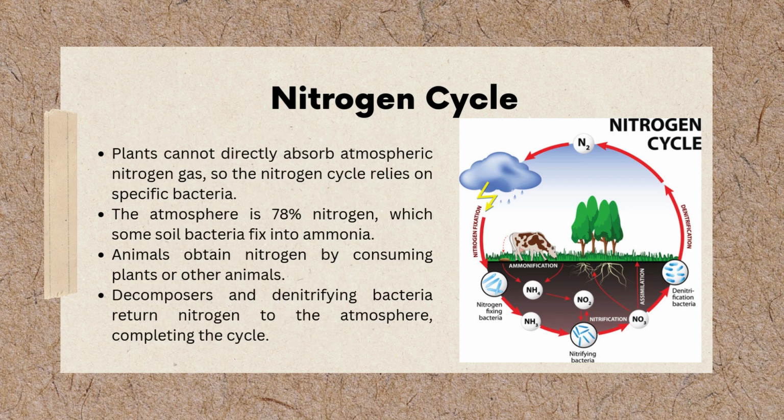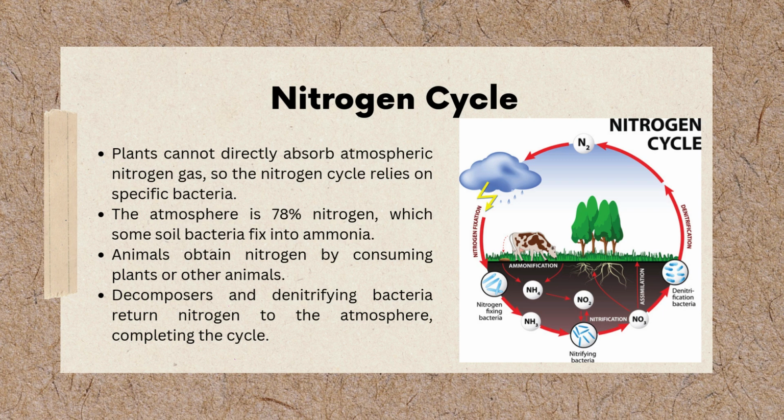The nitrogen cycle relies heavily on specific bacteria, as plants cannot directly absorb nitrogen gas from the atmosphere. The atmosphere consists of 78% nitrogen, and some soil bacteria can fix this nitrogen into ammonia. Other bacteria convert ammonia into nitrate ions, which plants absorb through their roots to form proteins. Animals obtain nitrogen by consuming plants or other animals.